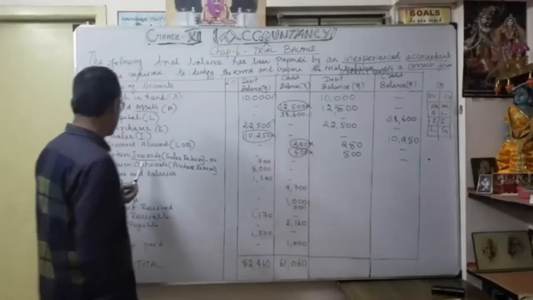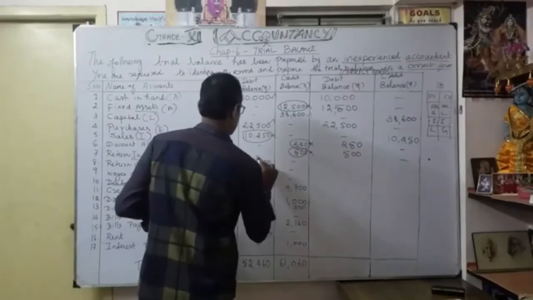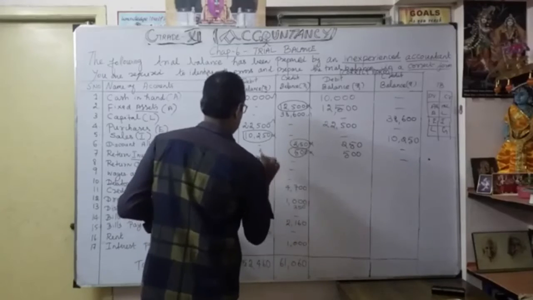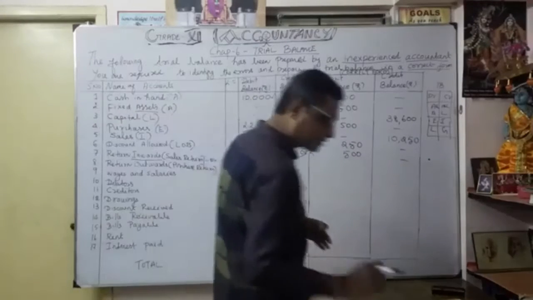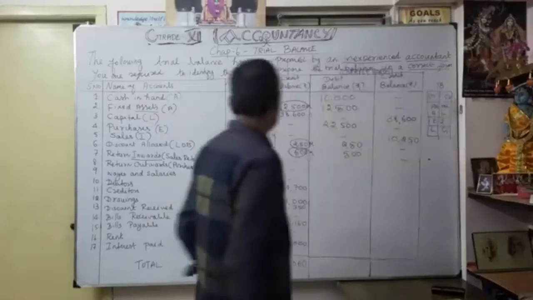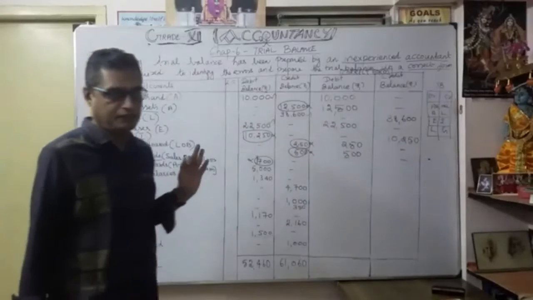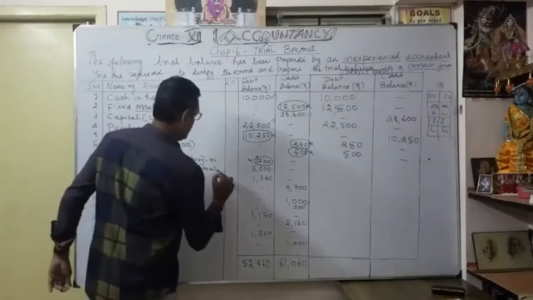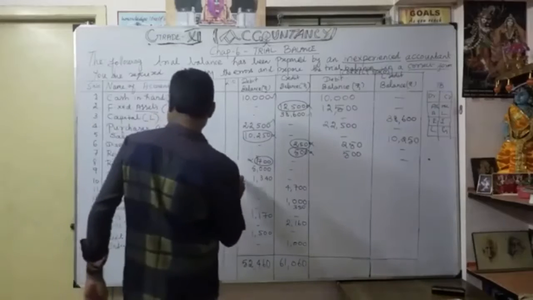Here what happened? They recorded it wrongly. 700 rupees. Correct? So how much? It is 700, so it is wrong, because return outwards is nothing but purchase return, which should always be a credit balance. Okay, that's what this one.